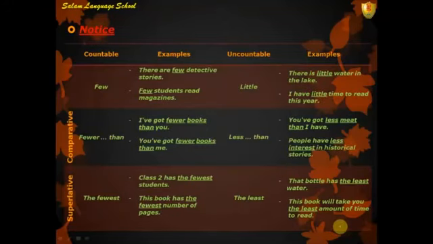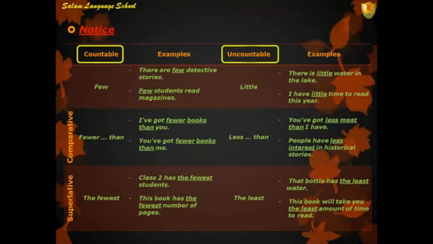Now, let's talk about the comparative and superlative. We said that we have countable nouns and uncountable nouns, okay? With countable nouns, we can use these words here: few, fewer than in the comparative, and the fewest for the superlative. And with uncountable nouns, we can use little, less than with the comparative, and the least for the superlative.